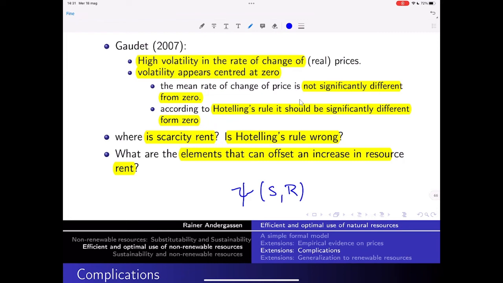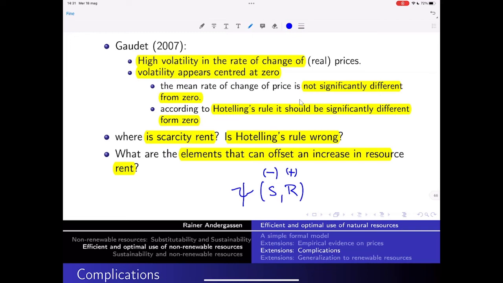Now as the stock declines, costs increase because you have to dig deeper. Like you said, if the stock declines, costs increase. That's why here you have a negative dependence. And the more you extract, so the faster you harvest the resource, the higher costs are. And therefore there could be these two offsetting effects.